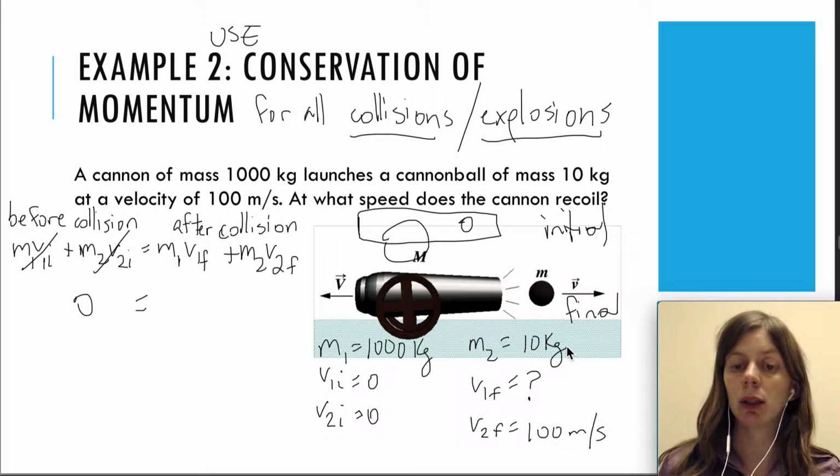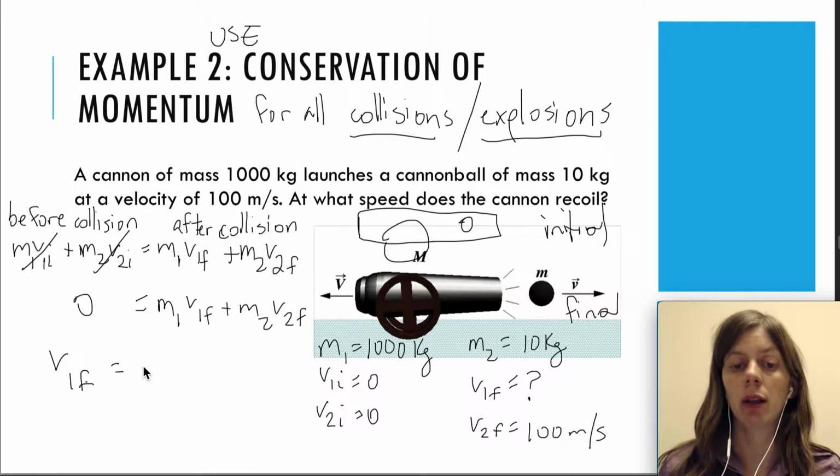So again, the trick to these problems is just to visualize it. Visualize the initial and final points in order to be able to define your variables. Now that we have this, we can solve for our unknown, which is v1f. So for v1f, we're going to subtract m2v2f to the other side. Then we're going to divide everything by m1 to get rid of that coefficient.